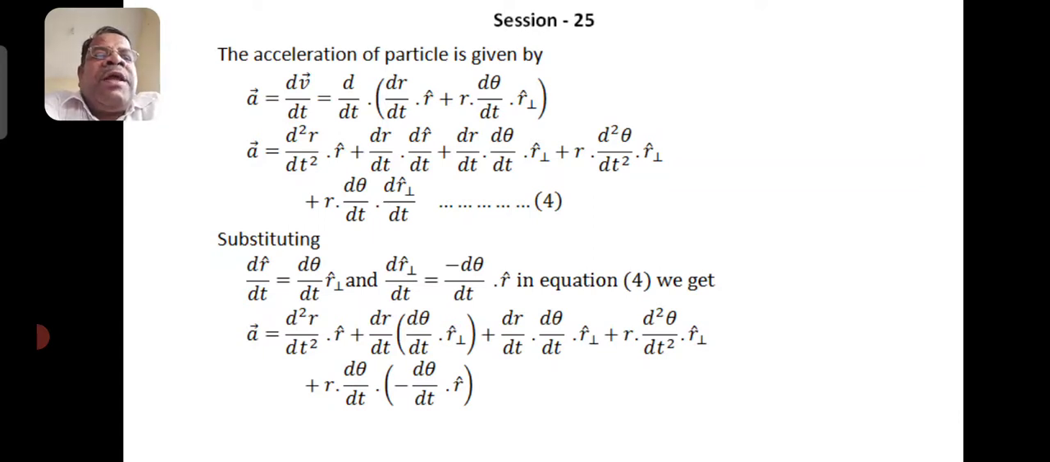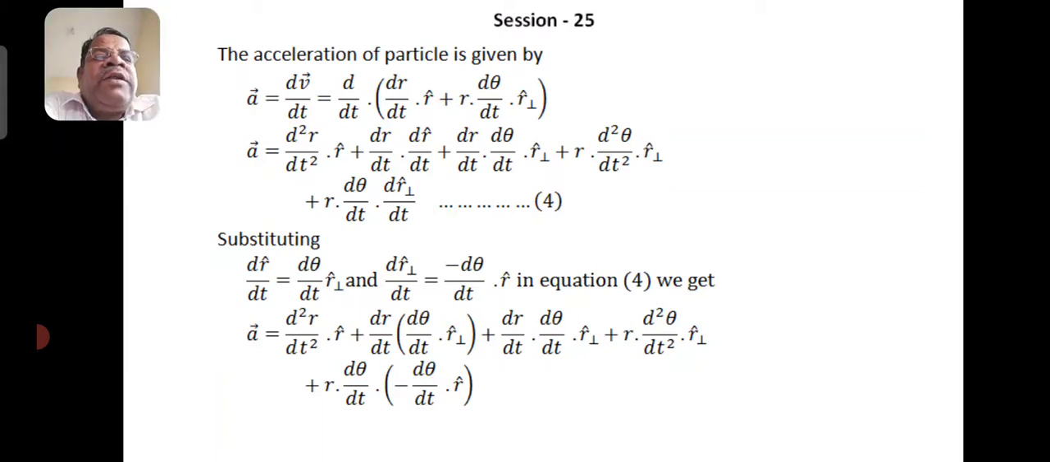We have to apply the product formula. First, you have to differentiate dr by dt. We get d square r by dt square. Put r cap as it is. Now put dr by dt as it is. Now differentiate r cap. You get dr cap by dt. Similarly, in the second term, there are three quantities, that is r, d theta by dt and r perpendicular cap.